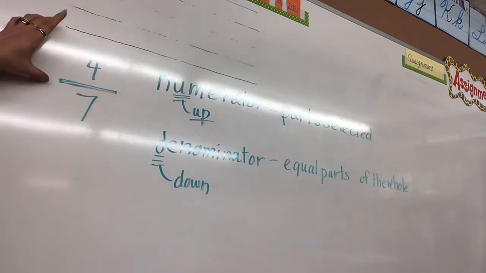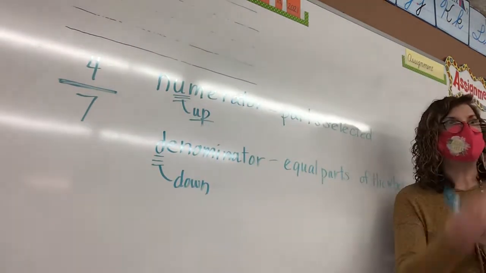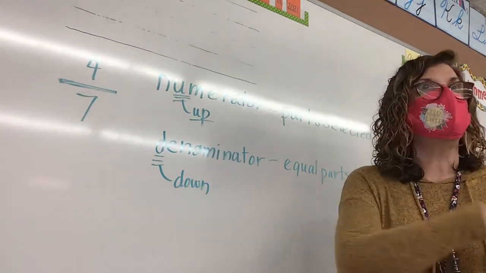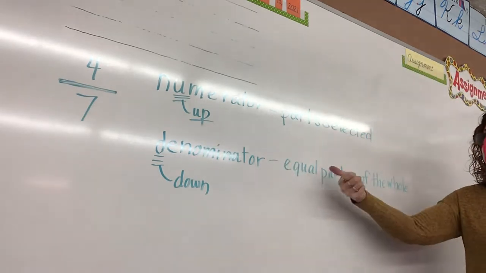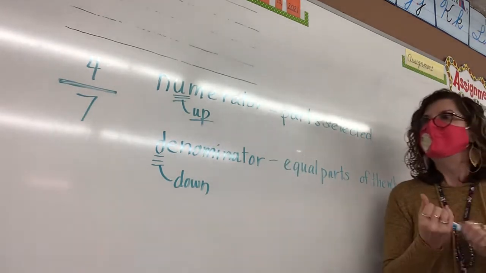So the numerator is up, the denominator is down. The numerator tells you the parts that you've selected, whether it's the part that's right, the part that's left, the part that's red, but the part that was selected. And the denominator is equal parts of the whole. Then we learn this little thing.